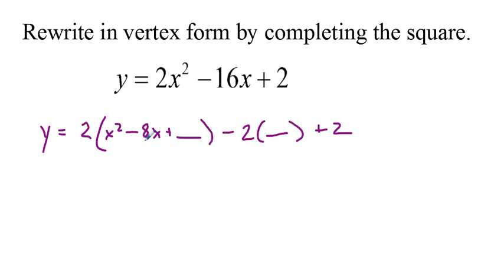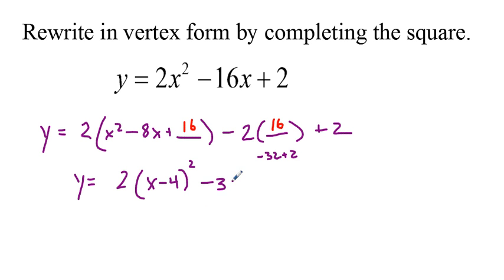All right, half of 8 is 4. 4 squared is 16. So 16 is the number I'm going to add into both places. So now I'm ready. Y equals 2 times x minus 4 squared. And over here, let's see, I've got negative 32 plus 2, which would combine to minus 30. That would give me a vertex of 4, negative 30.